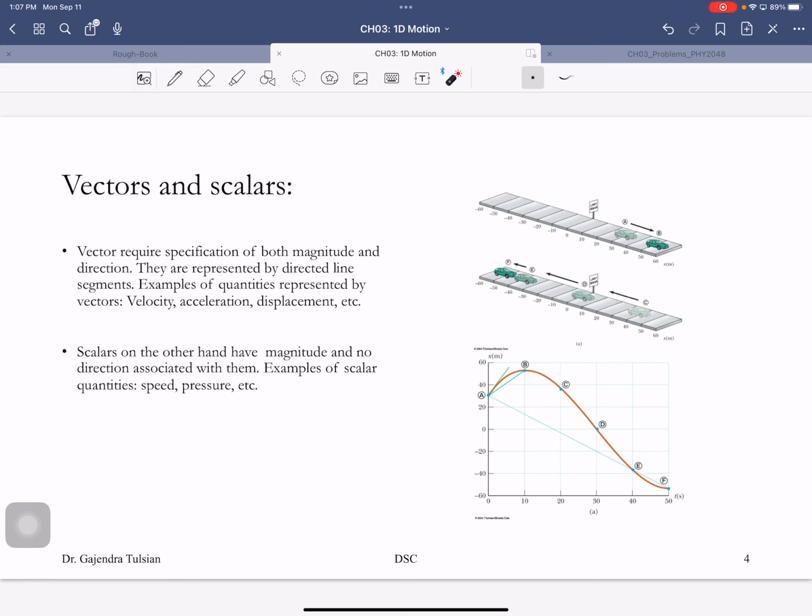Vectors and scalars, you saw that. The quantities that we will be dealing with in describing motion either can be described using vectors or scalars. Okay, so velocity, acceleration, displacement, these are all vector quantities. Speed will be a scalar quantity. Okay, speed is how fast you're going. Velocity is how fast you're going, plus which direction you are going.